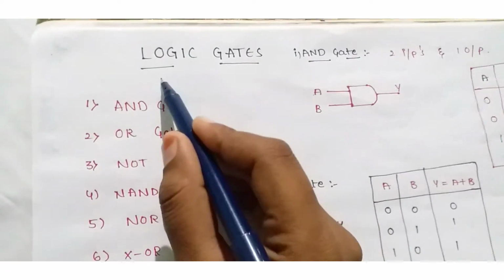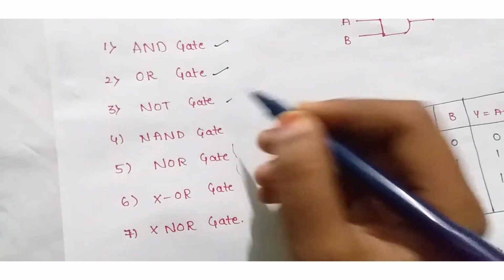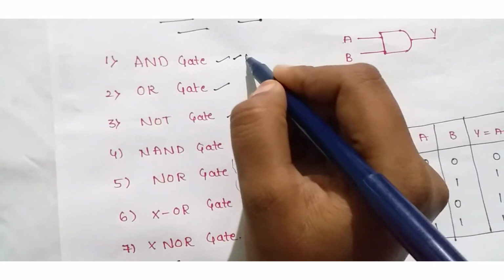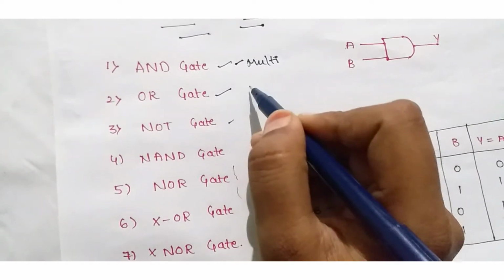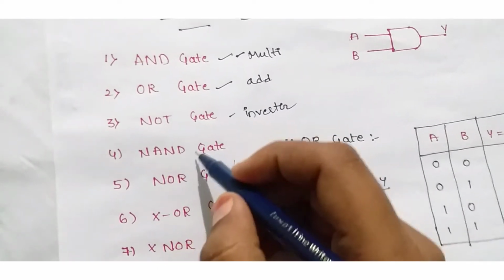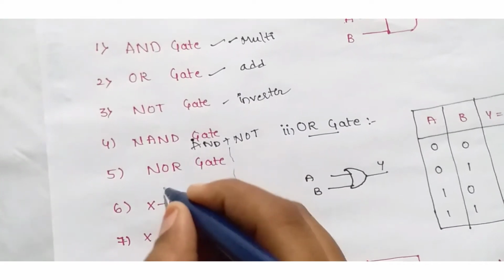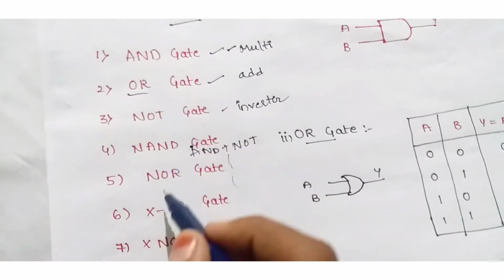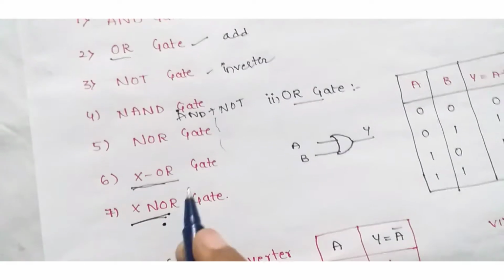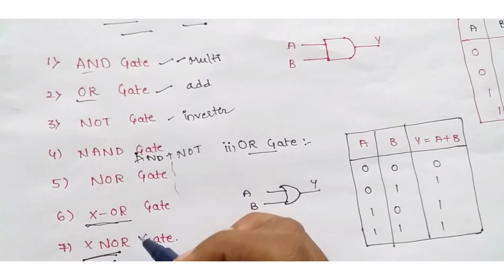Everyone, now in this section we will discuss logic gates. As we all know, there are different types of logic gates: AND gate, OR gate, NOT gate, NAND gate, NOR gate, XOR gate, and XNOR gate. AND gate means multiply, OR means adding, NOT means inverter, NAND means AND plus NOT, and NOR is the OR gate followed by an inverter. The XOR gate inverter is the XNOR gate. Let us see each of these gates.